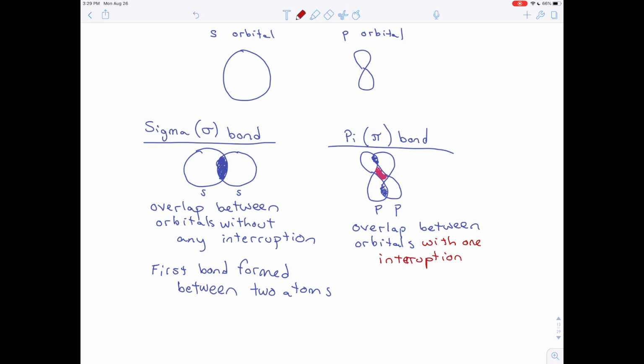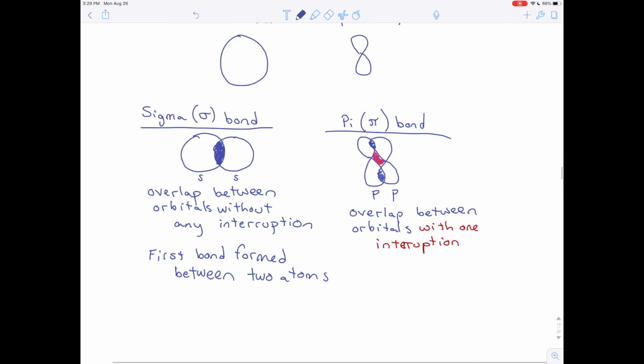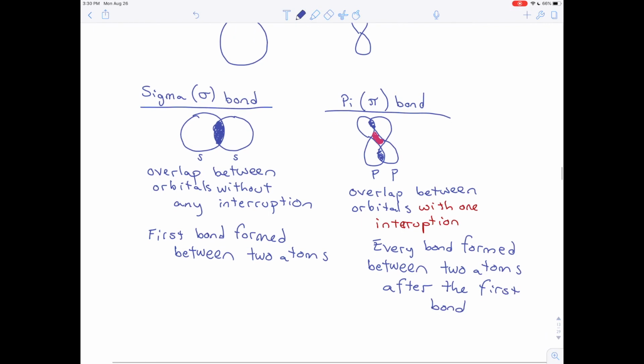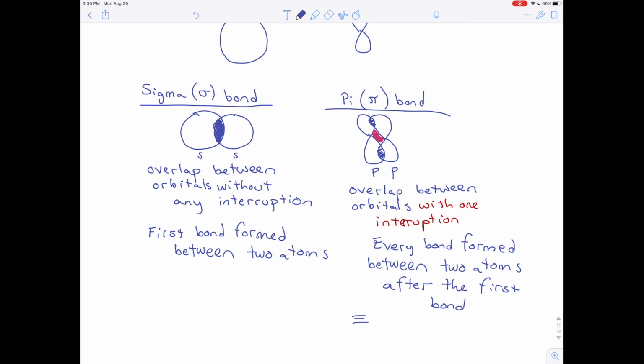So this is actually going to be a weaker bond. Pi bonds are weaker bonds than sigma bonds because there isn't full overlap. There's this area here where the orbitals are not overlapping, and that makes the bond weaker. In organic chemistry, this is going to be every bond formed after the first bond, between two atoms. Okay, so like if you had a double bond or a triple bond, the first bond is a sigma bond and the other two would be a pi bond.